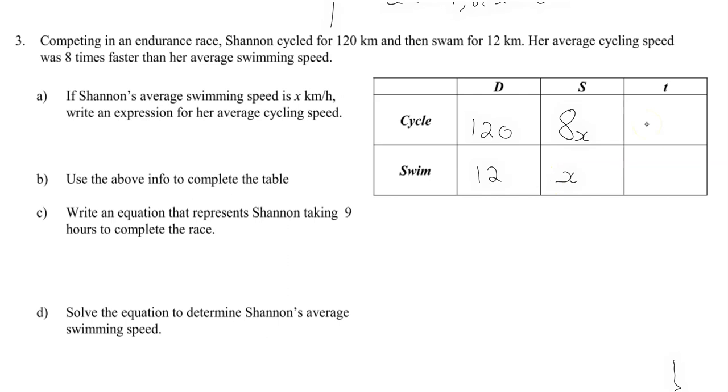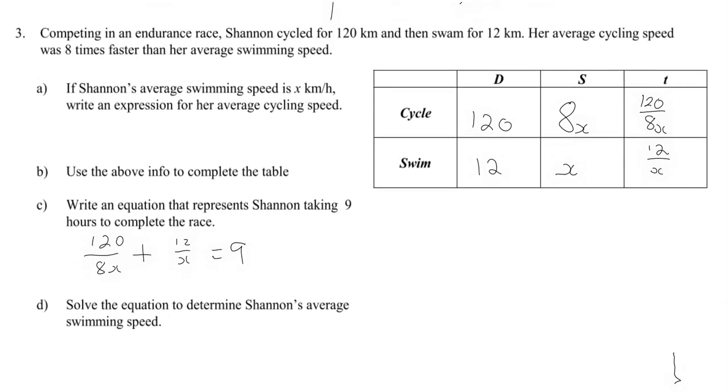Time. So time is distance divided by speed. So think about, I'm driving to Edmonton, 300 kilometer distance at 100 kilometers an hour. And we know it's going to take us 3 hours. That's 300 divided by 100. So this time is 120 over 8x. That's the amount of time she spent cycling. And 12 over x is the amount of time that she spent swimming. And if it takes her 9 hours to complete the race, then the time she spent cycling plus the time she spent swimming is equal to 9.